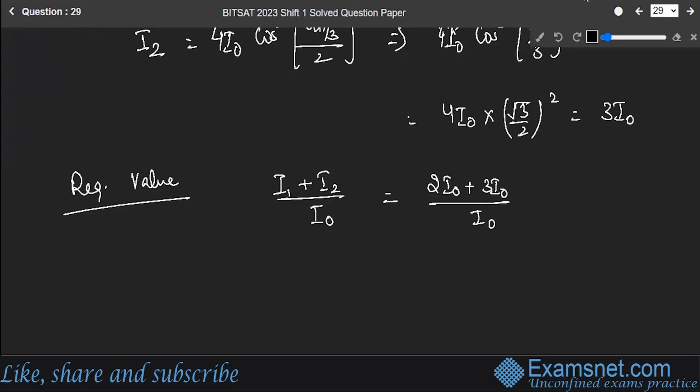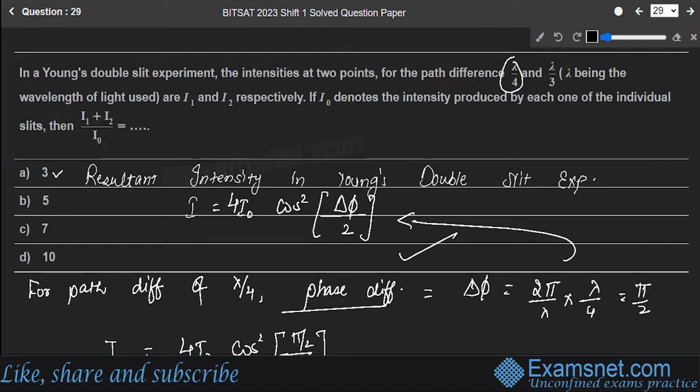There's a change, sorry, cos of 60 degree, that is pi by 3, is equal to 1 by 2, not root 3 by 2. So this is supposed to be 1 by 2, and here you will have I naught only, right? So this is equal to 3I naught upon I naught, or 3. So the answer to the question is option A. Hope you understood that. Let's move to the next question.